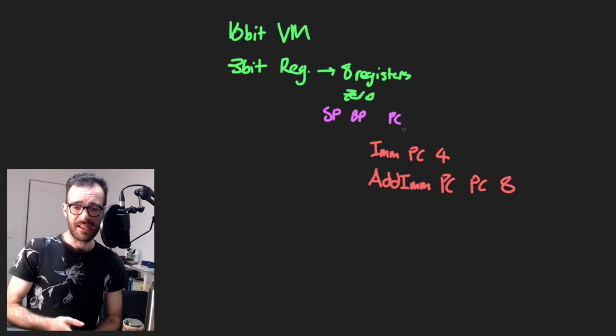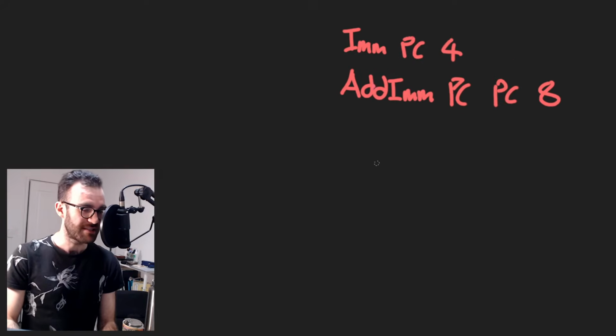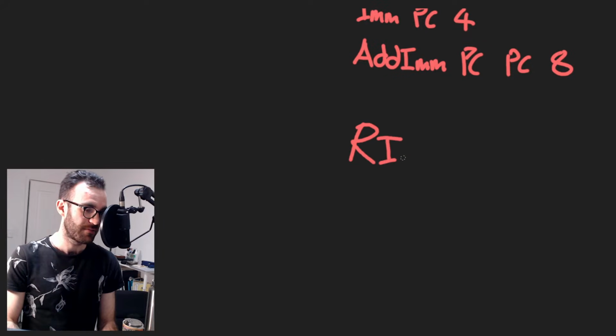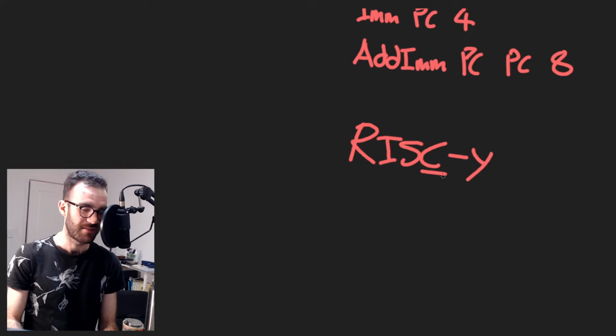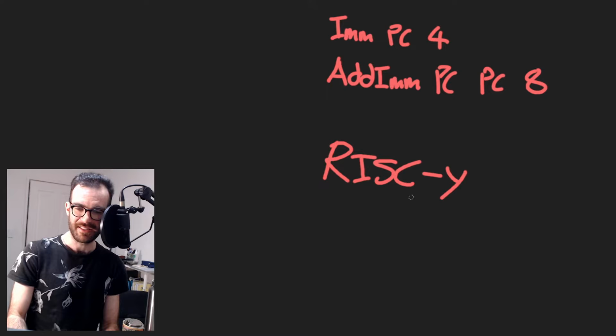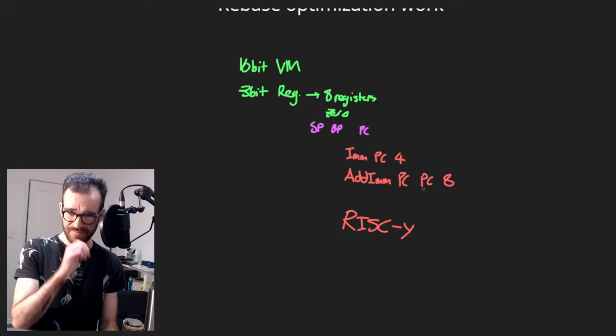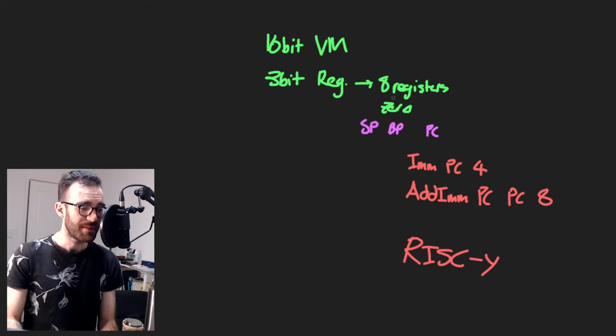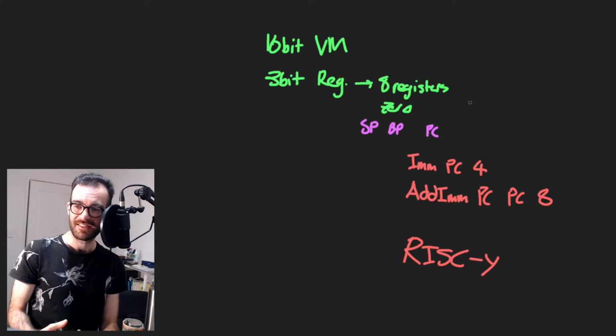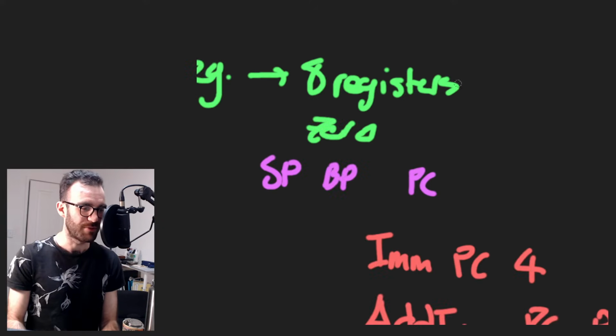This felt very risky, but risky in the sense of RISC, reduced instruction set. I don't know what the C stands for. So this felt like a good idea. But then I started doing stuff with the virtual machine and I was like, man, it kind of sucks that we only have so few registers to work with.